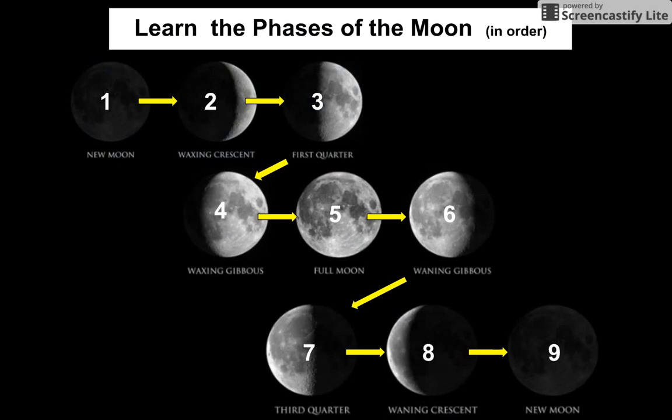We need to learn the phases of the moon in order. We will start with new moon. Then the portion we get to see gets larger: waxing crescent, first quarter, waxing gibbous, and full moon. That's when we see the whole illuminated side. Then the portion of the lit side of the moon gets smaller: waning gibbous, third quarter, waning crescent, and back to new moon, which is a repeat of number 1. And the cycle repeats.